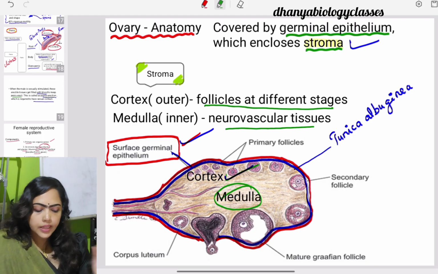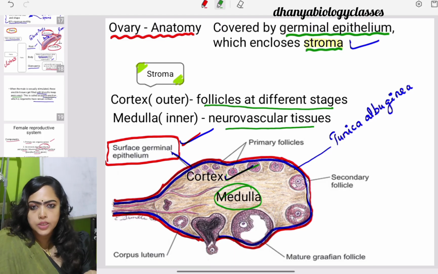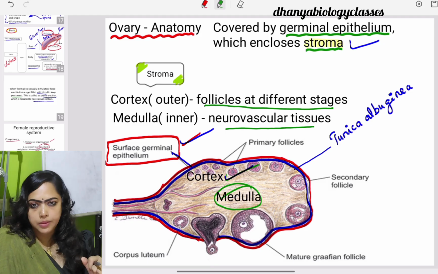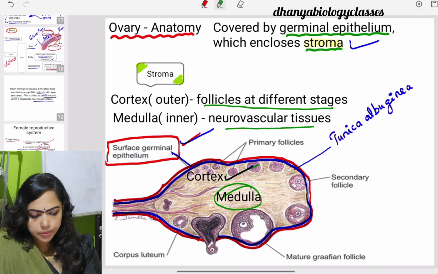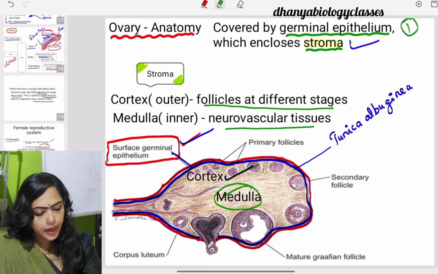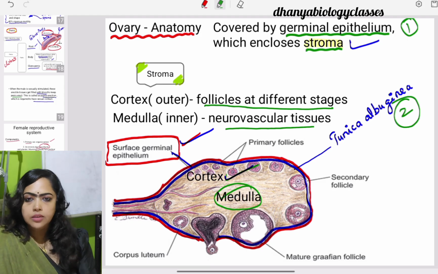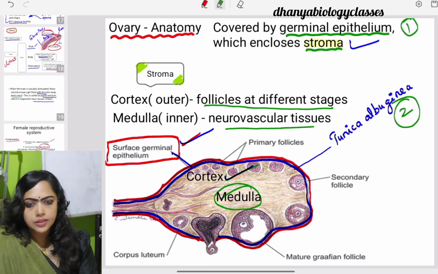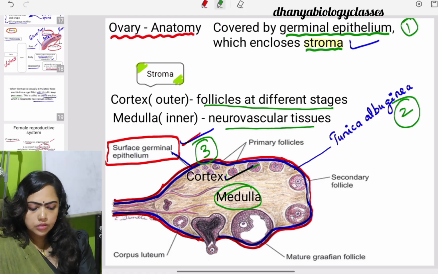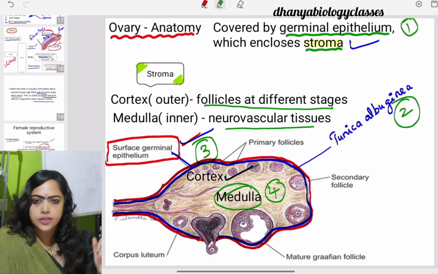Clear? And then tunica albuginea, it is present in the ovary also. And the location is, it is inner to the germinal epithelium. Okay. So thus the ovary consists of 4 different things. One is the outer layer called germinal epithelium. And then inner to germinal epithelium, what is present? Tunica albuginea is present. And then the stromal part, that is the outer cortex. And then the inner part called medulla is present.